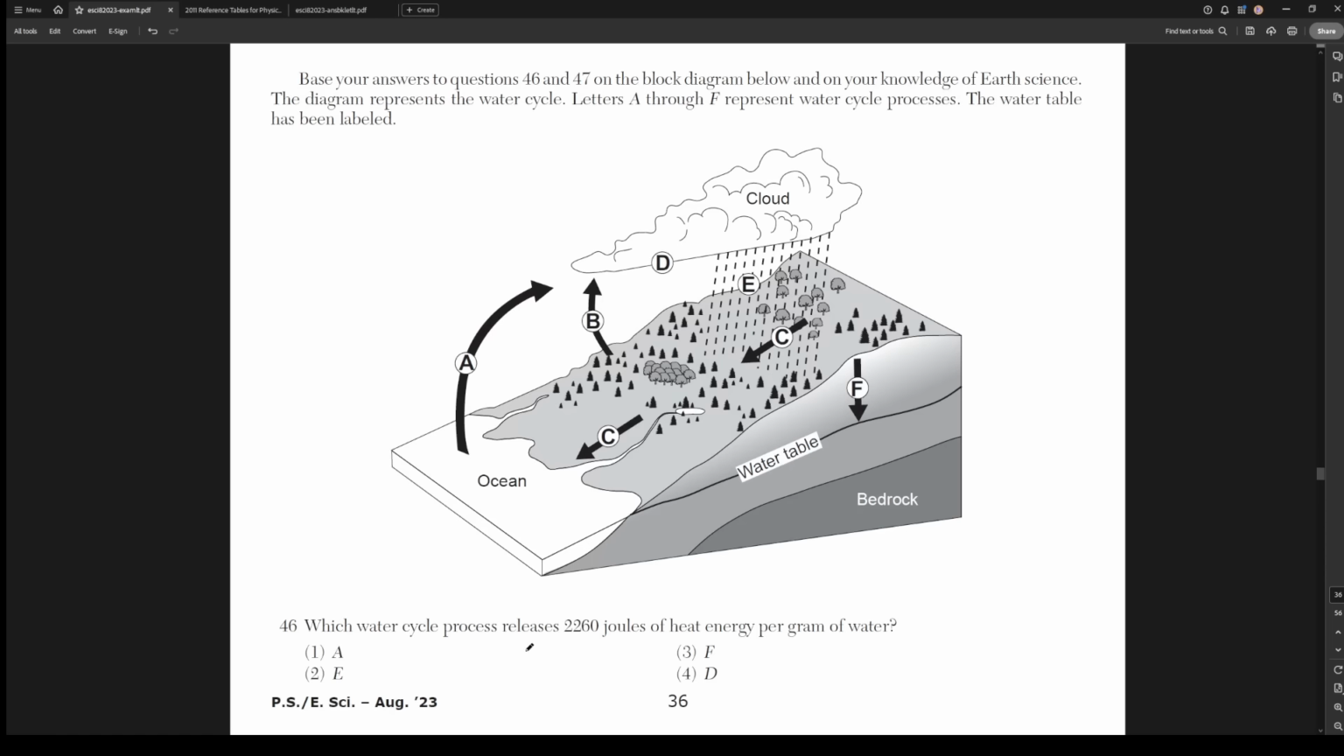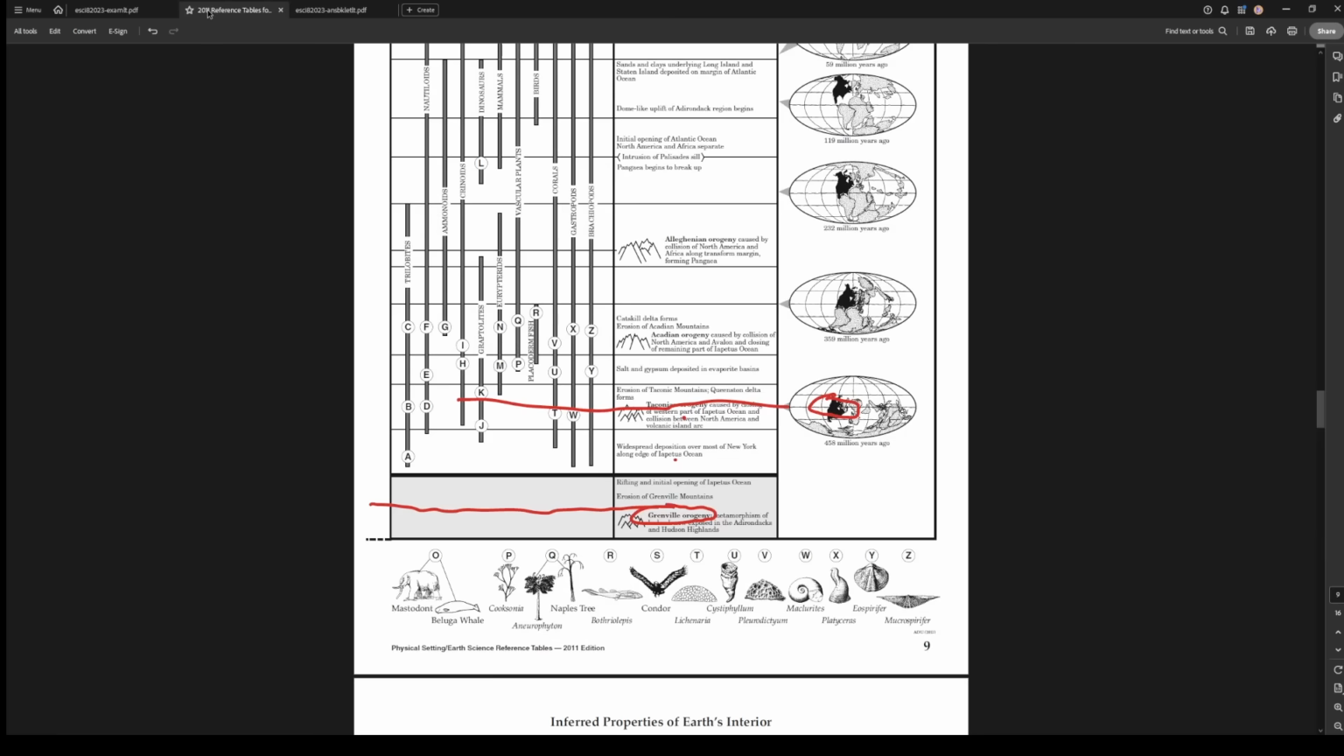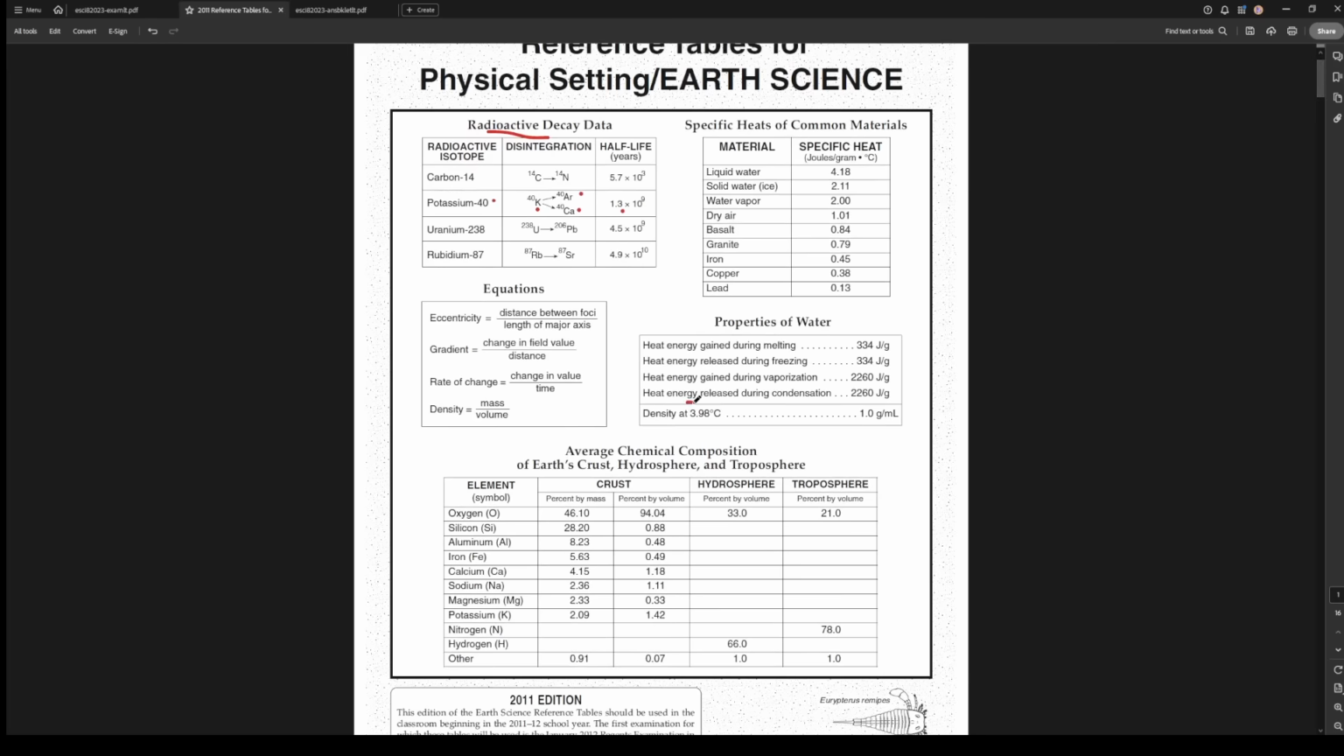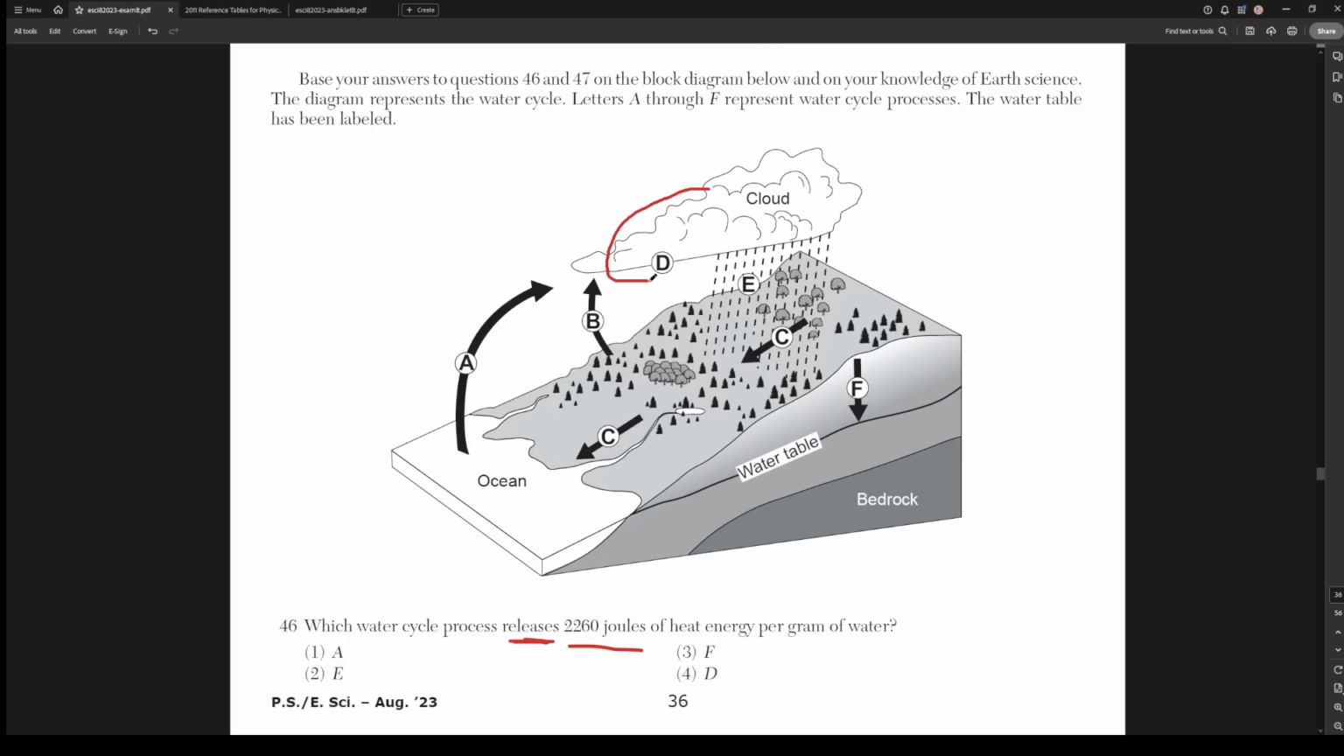Which water cycle process releases 2,260 joules of energy per gram? Let's see. So we're going to go here. Release 2,260. We need condensation. So condensation makes a cloud, so it's going to be D. I'll just tell you what these are real quick. This is evaporation. This is runoff. This is transpiration. This is precipitation. C is more runoff. F is infiltration.